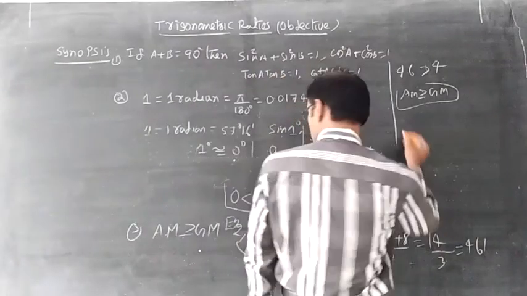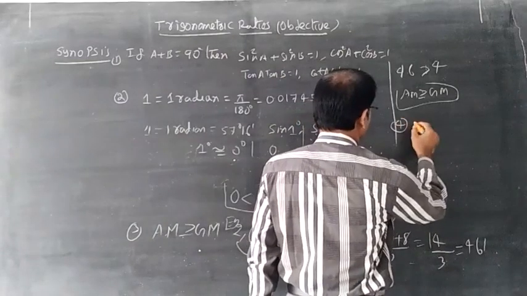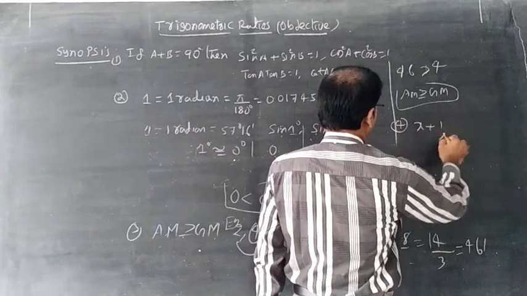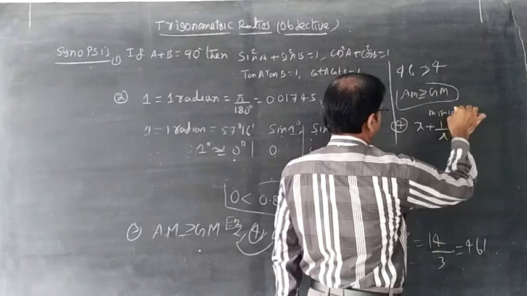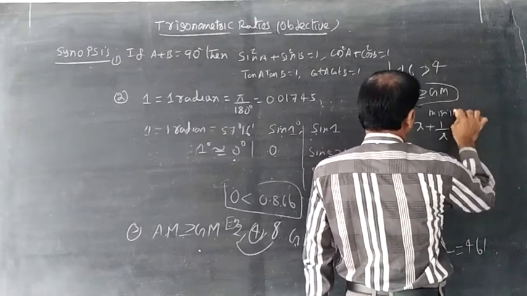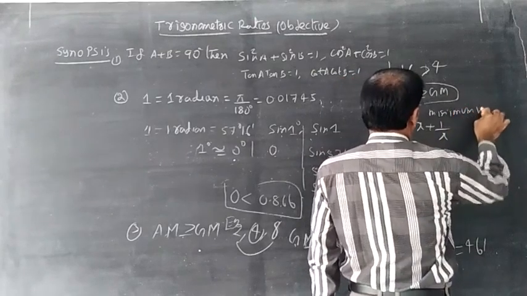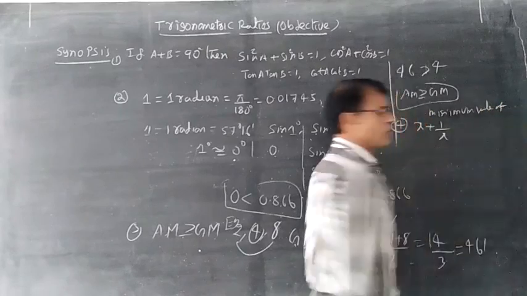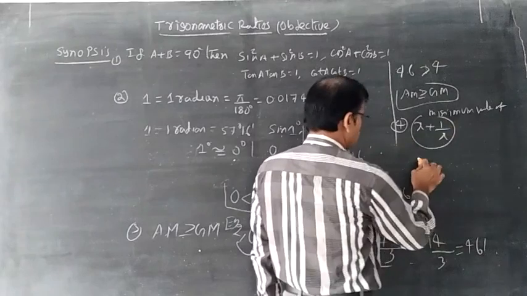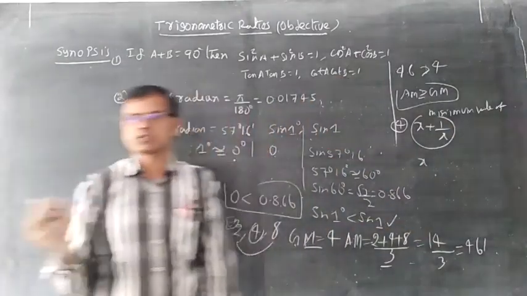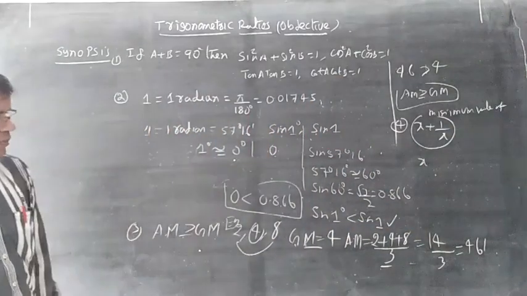Using this AM greater than or equal to GM, let us discuss the fourth formula, x plus 1 by x. The minimum value of x plus 1 by x. How can we take it? x and 1 by x are two terms, one term and one reciprocal.